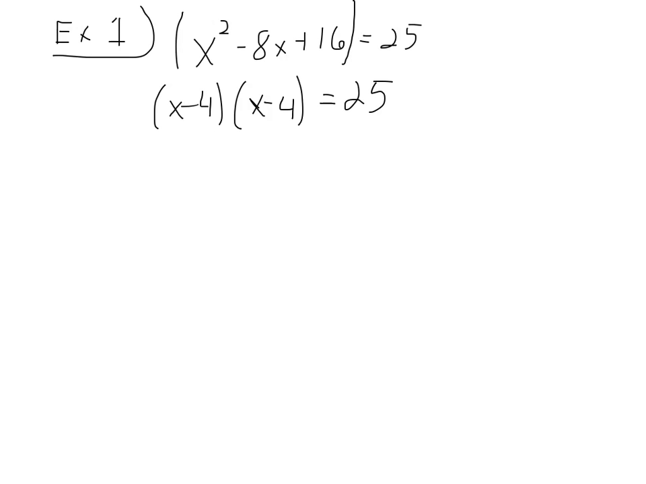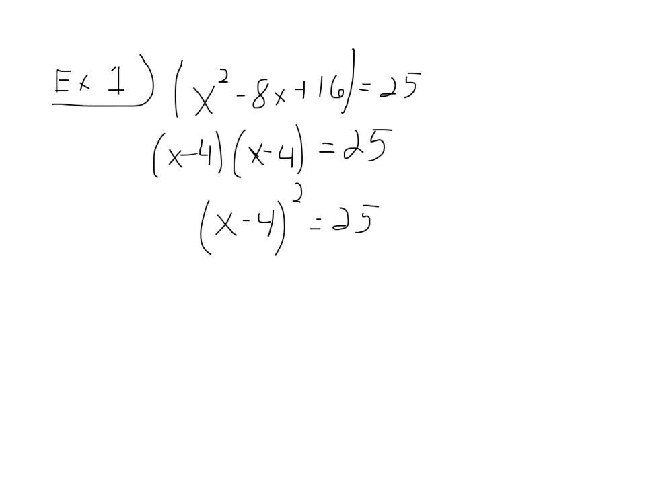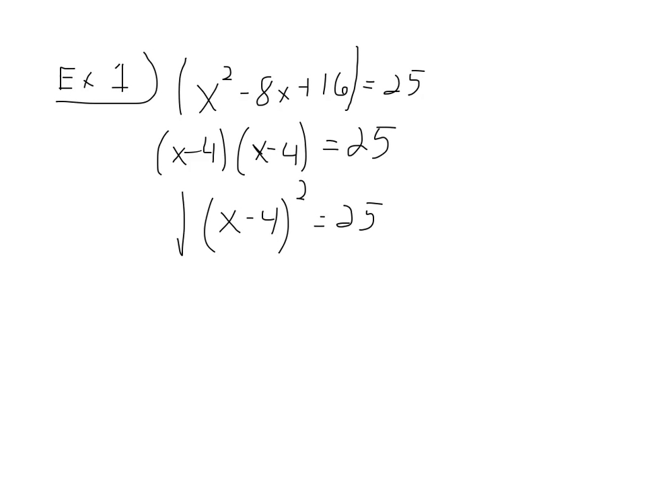Now, how else can we write x minus 4 times x minus 4? Well, we can just rewrite it as that squared because it's being multiplied by itself, and that equals 25. Well, this goes back to yesterday. How do we solve this? To undo x minus 4 being squared, we take the square root. That will cancel. The square root of 25.